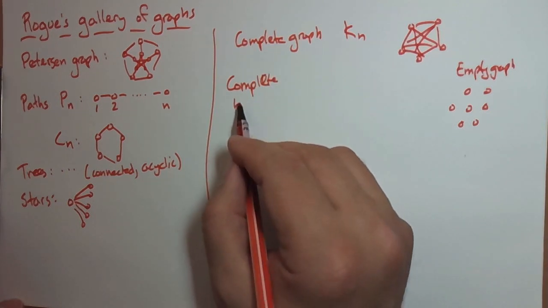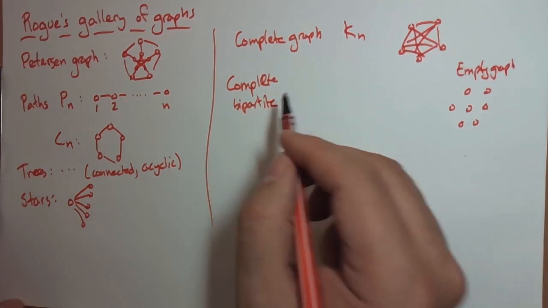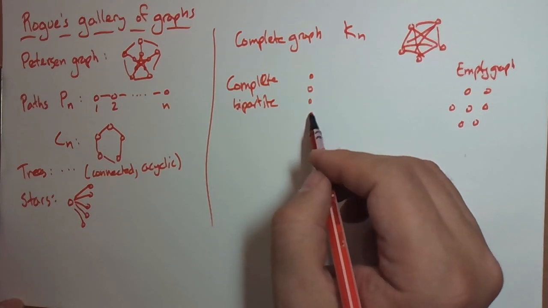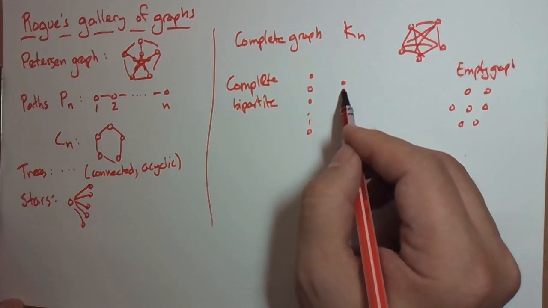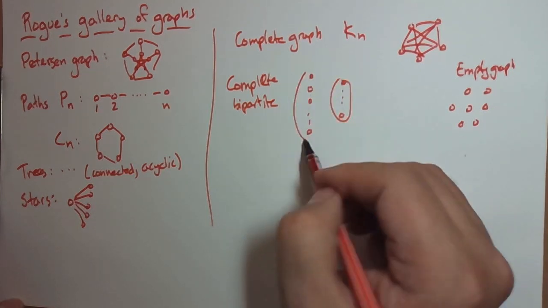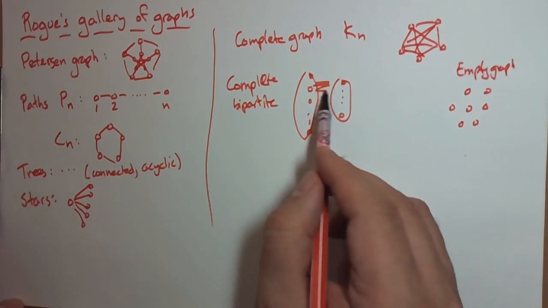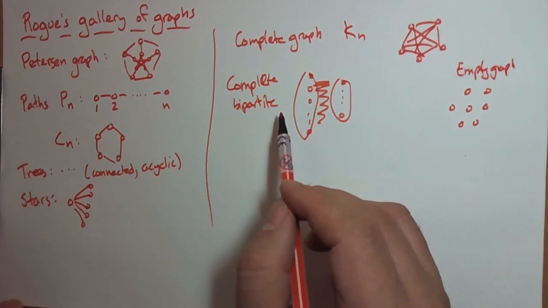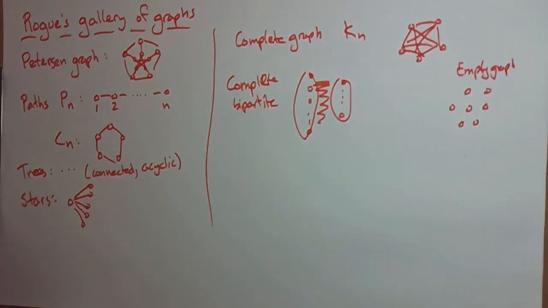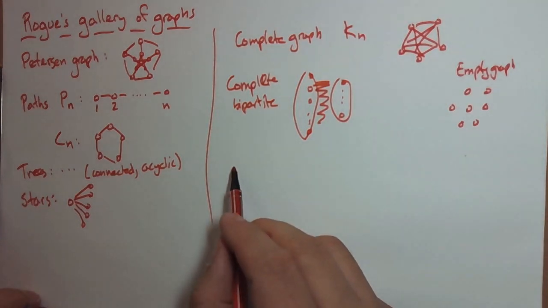Complete bipartite. You can also do complete multipartite. And complete bipartite, you have two sets of vertices. That's why it's bipartite, two parts. Complete, all possible edges in between. Okay, I know I'm almost out of time, so let me just mention one or two more.